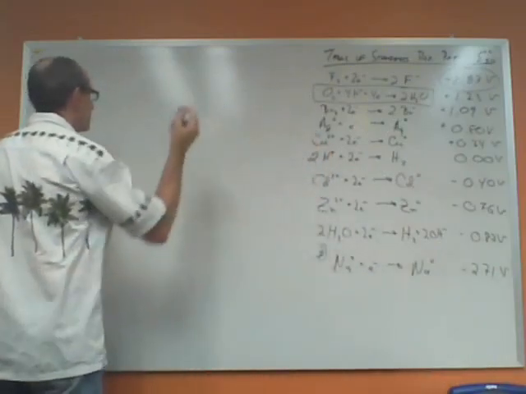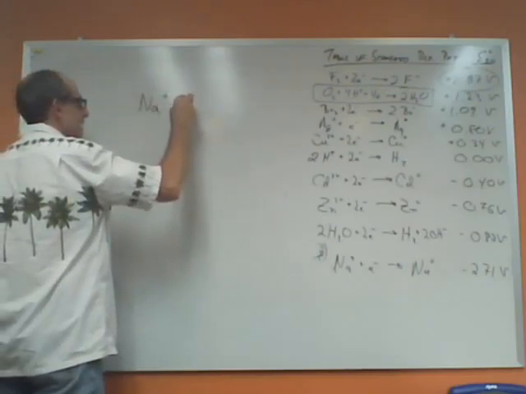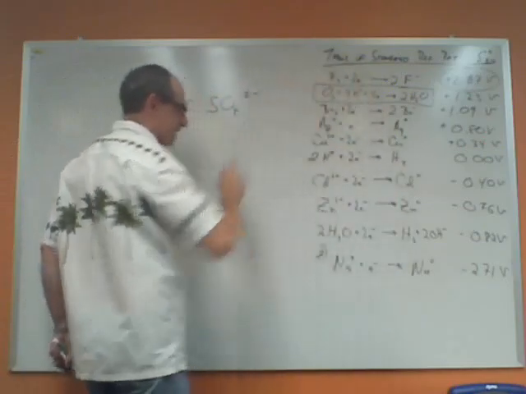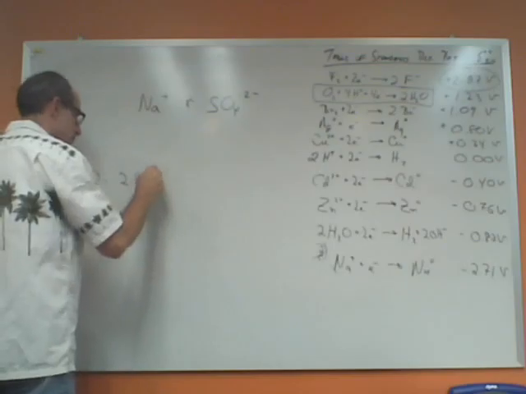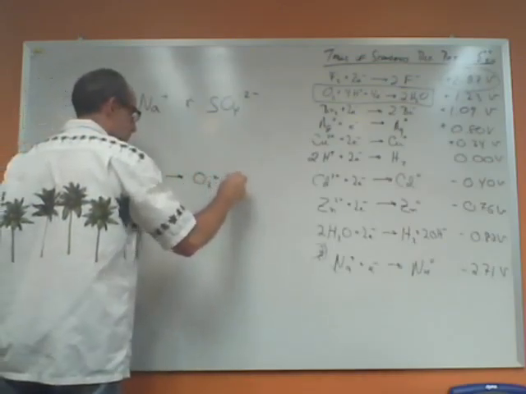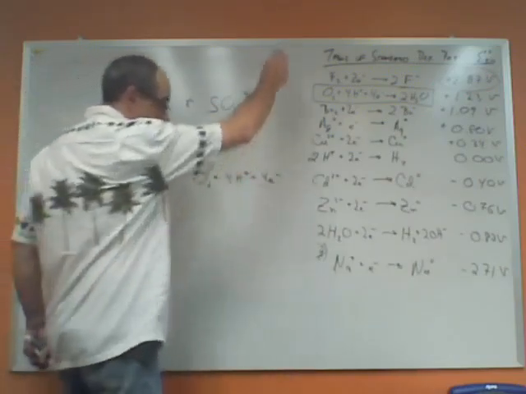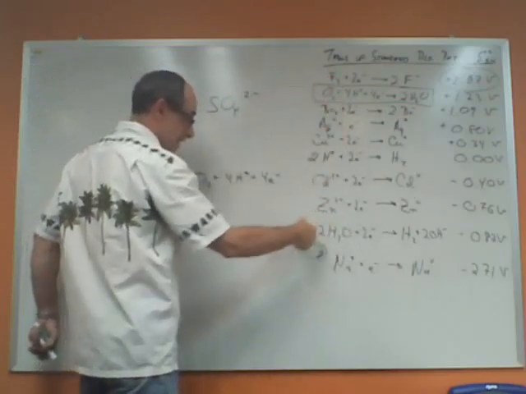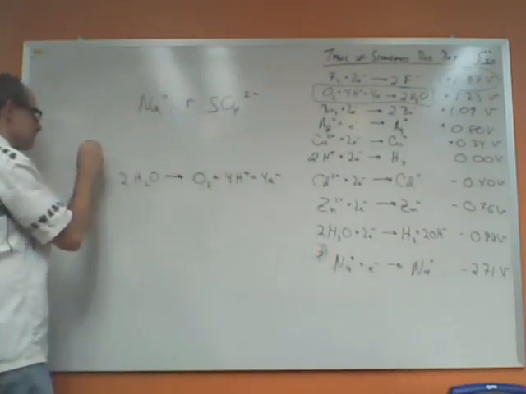If I had now 2 more quick ones, a solution of sodium sulfate, I've got sodium ions and sulfate ions. I already looked for sulfate. I know it's not going to show up over here, so my oxidation will be the oxidation of water, 2H2O going to O2 plus 4H plus 4 electrons. I know for sodium, well, when I'm looking at the reduction, I'm going to get to water before I get to sodium. So water, in fact, will also be reduced.